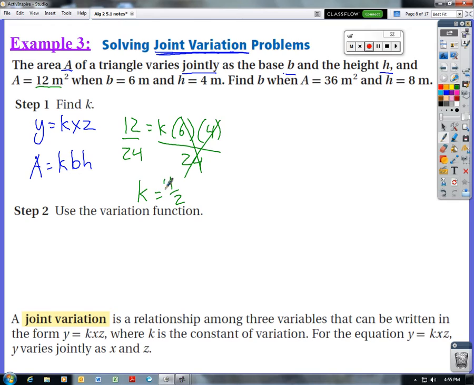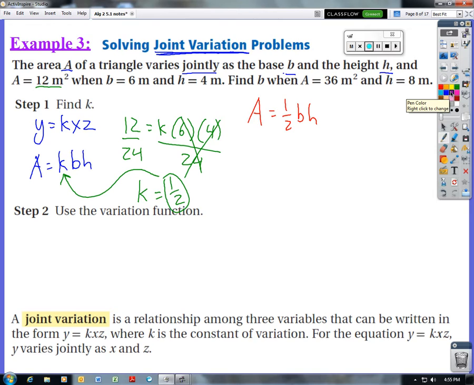Cool. So now I take my k value and I can plug it back into this equation. And I come up with the equation area of a triangle is equal to 1/2 base times height. Which is also another aha moment because that is in fact the formula for the area of a triangle, as you learned in geometry probably.